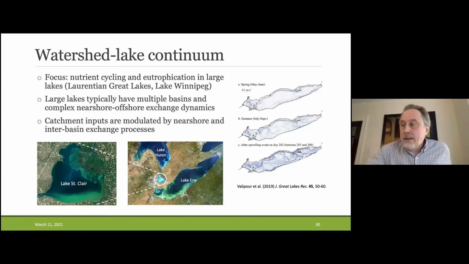Okay, now let's get closer to the lakes and look at the watershed to lake continuum. The focus here is really on nutrient cycling and eutrophication in large lakes, the Laurentian Great Lakes in particular, and also starting now in Lake Winnipeg. Large lakes, of course, have multiple basins. They have complex nearshore offshore exchange dynamics, and the river inputs don't directly go to the offshore lake, but are modulated also by nearshore and interbasin exchange processes.